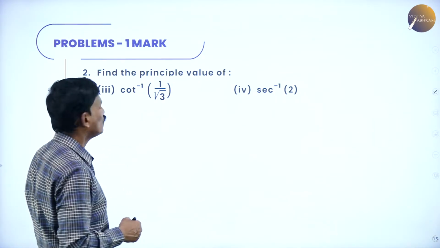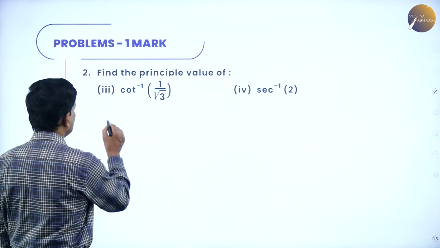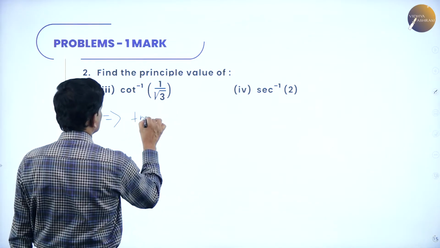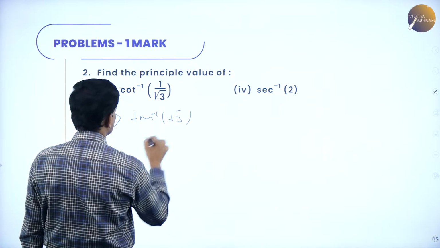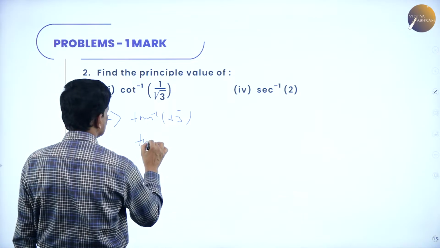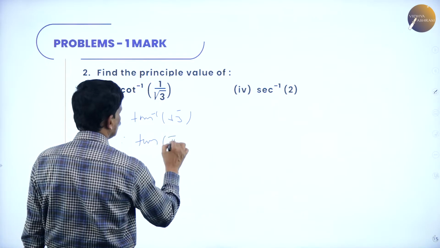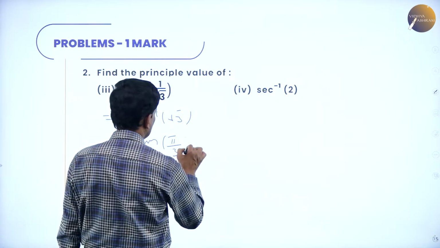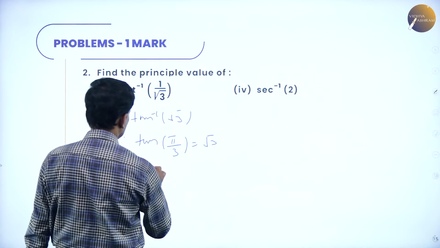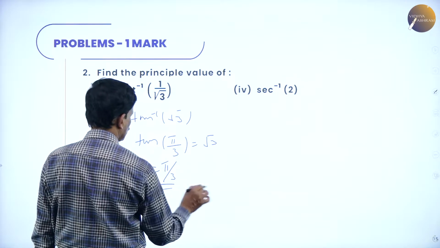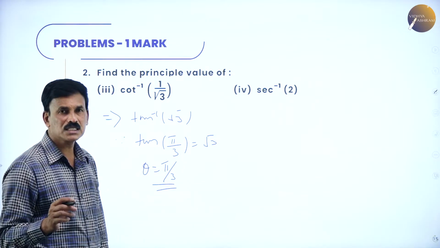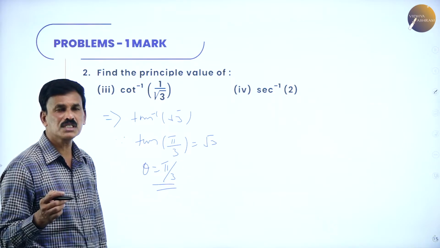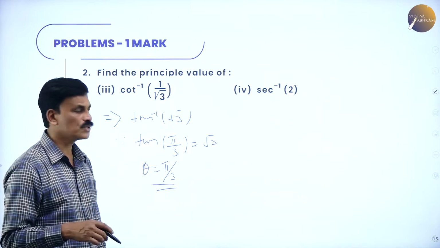The principal value of cot inverse 1 by root 3. Cot inverse of 1 by root 3 can also be written as tan inverse of root 3. So, this tan inverse of root 3 is nothing but, since you know tan 60 is root 3, pi by 3. So, therefore, here theta is equal to pi by 3, because sin 60 is root 3 by 2, cos 60 is 1 by 2, tan 60 is root 3.